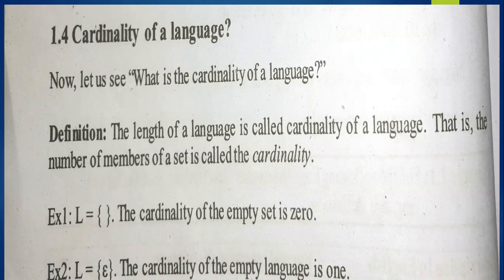2 it will be. Why? Because the members are differentiated using commas. 0, 1, 2: the length, or cardinality of the language, will be 3 exactly. For 0, 1, 2 it is 3; for 0, 1 it is 2; for epsilon it is 1.